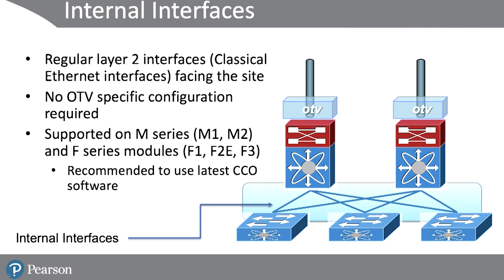OTV internal interfaces. OTV internal interfaces are the interfaces on the OTV edge device that connect to the local site. This interface provides a traditional layer 2 interface from the edge device to the internal network, and MAC addresses are learned as traffic is received on this interface. The internal interface is a layer 2 trunk that carries the VLANs being extended by the OTV. The internal interfaces are supported on M-series modules and all the F-series modules, F1, F2E, and F3 series. It is also recommended, when you are deploying OTV, to use the latest CCO software that is published and recommended.